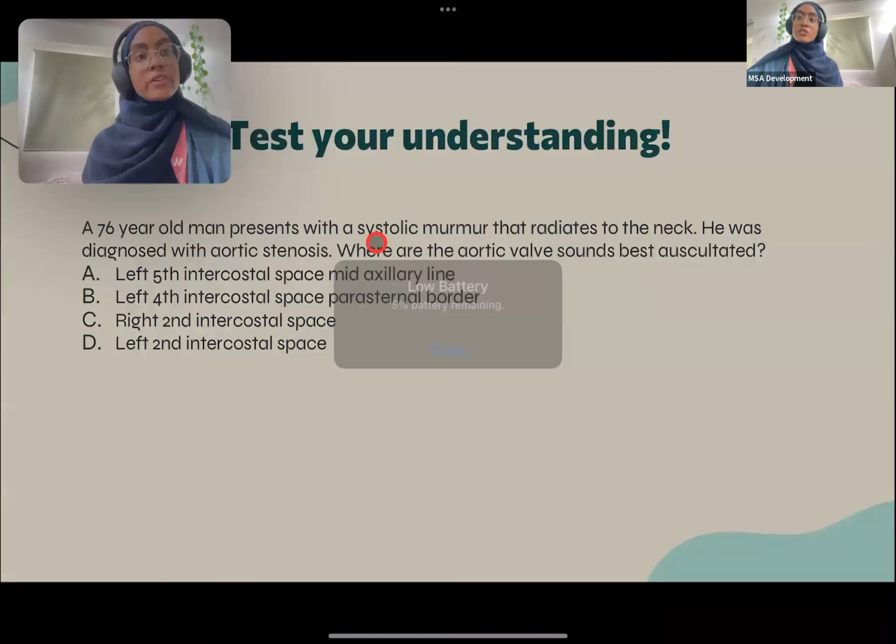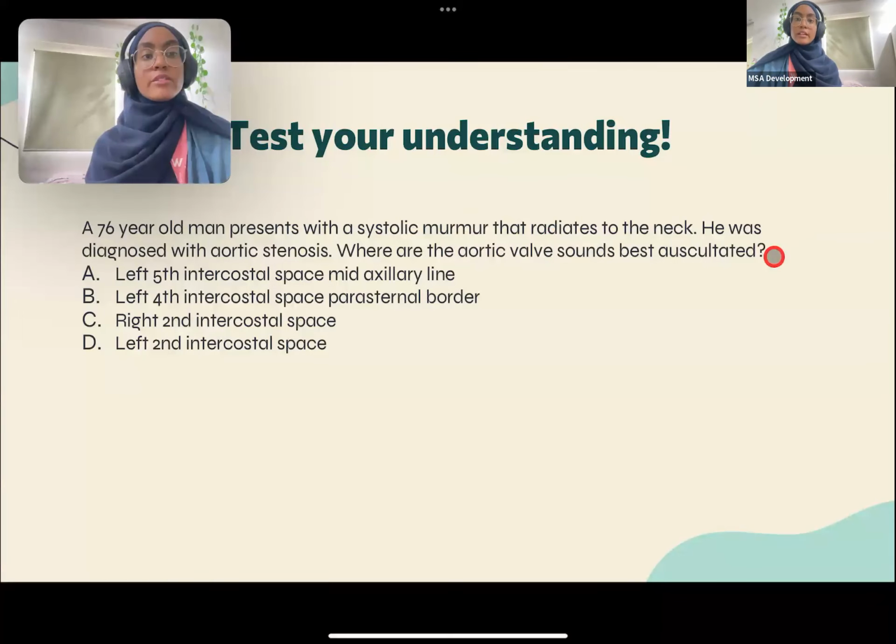A 76-year-old man presents with a systolic murmur that radiates to the neck. He was diagnosed with aortic stenosis. Where are the aortic valve sounds best auscultated? We said the aorta is best auscultated in the, giving you guys time to think. Okay, in the right second intercostal space.